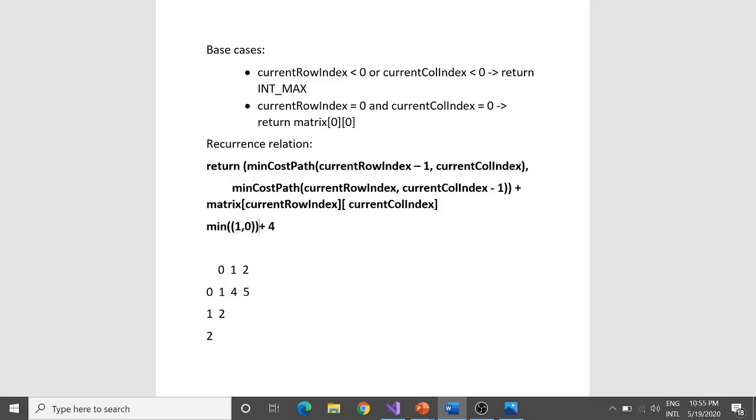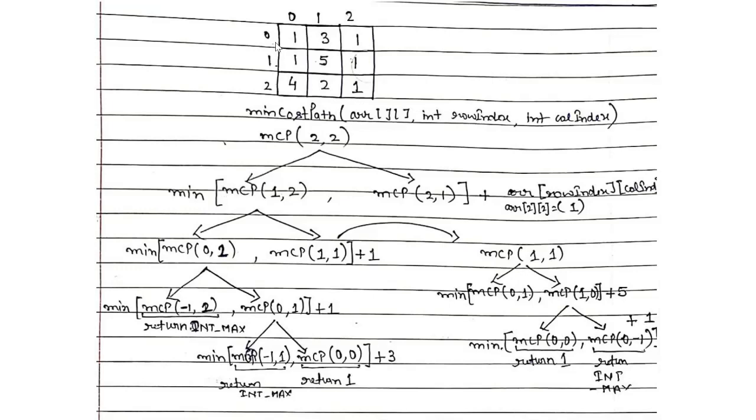So what is the answer to 1 comma 0? The answer to 1 comma 0 is 2 over here. So min of 2 comma int max would be 2, and 2 plus 4 is 6. So what does this 6 signify? This 6 signifies that to reach 2 comma 0 from source, my min cost path is 6. So if we see over here how to reach this 2 comma 0, I do have only one path from source, that would be this path. So 1 plus 1 plus 4, it's 6 over here.